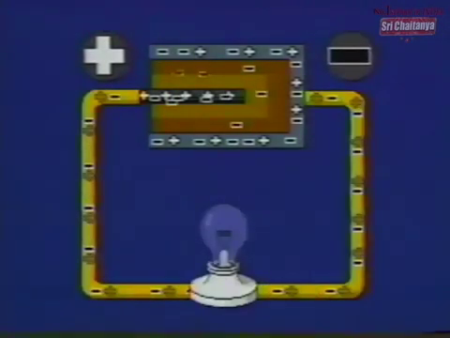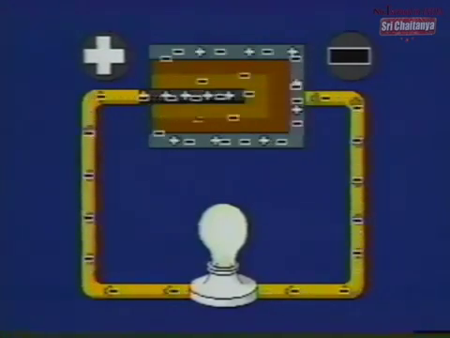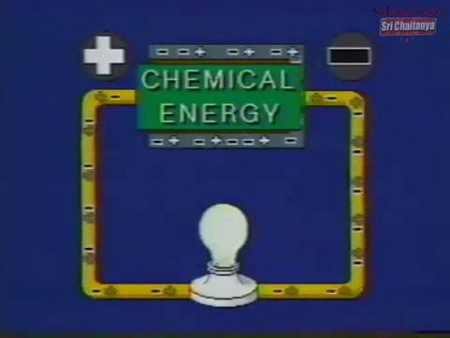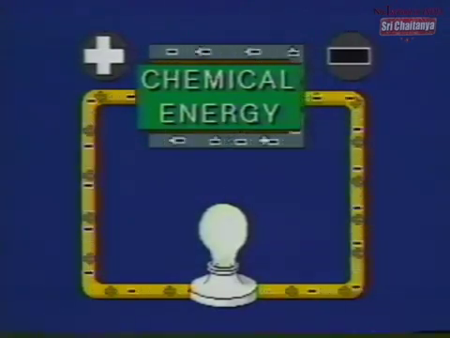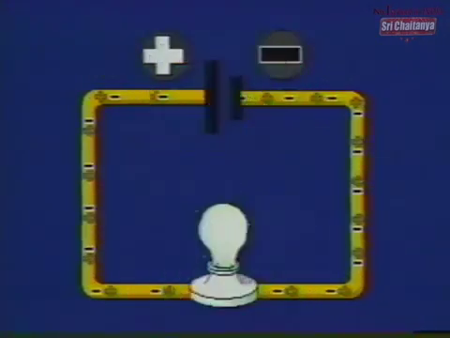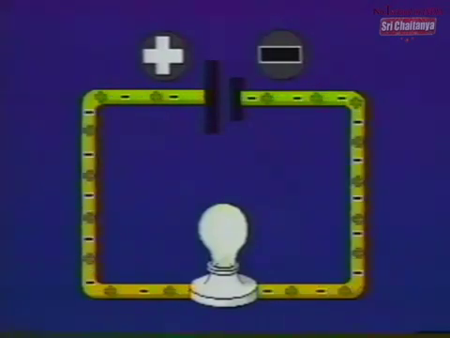Inside every battery or dry cell, it is the chemical reaction that provides energy to produce a charge separation. If the two electrodes are then connected with a conductor and a bulb, the result is a simple electric circuit in which a flow of electrons occurs. The chemical energy stored in the dry cell is transformed into heat and light. We can also represent the dry cell like this.